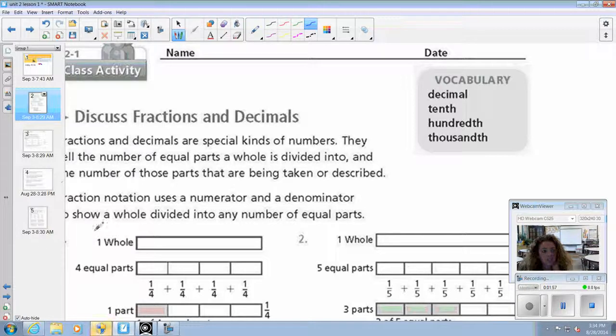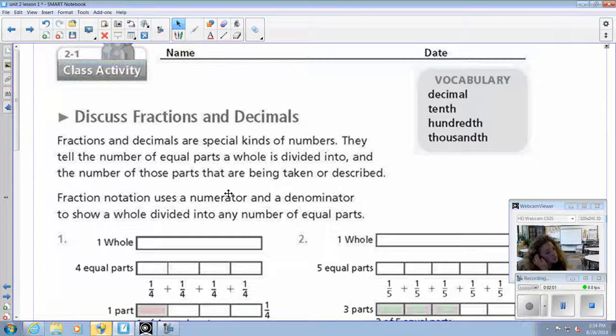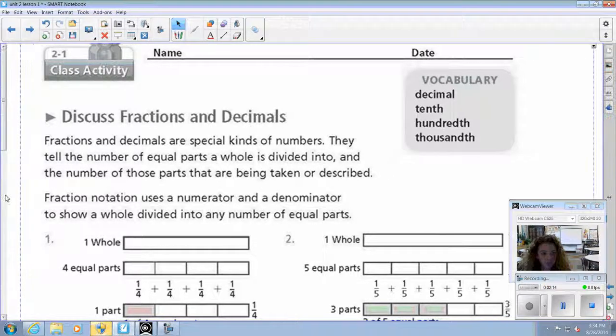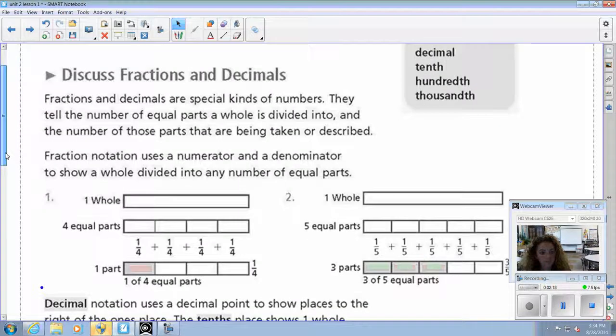Let's start with the discussion of just fractions, okay? Fractions and decimals are special kinds of numbers, right? They tell us a part of a whole. They don't tell us the whole number necessarily. They can be just a piece of the whole instead of being the entire thing. So we'll look through that, okay?